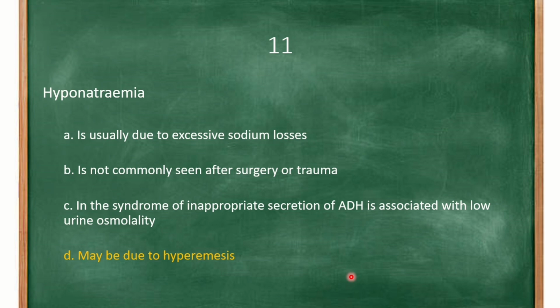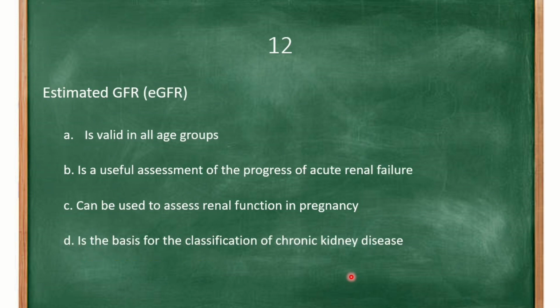Okay, then D, may be due to hyperemesis. Option D is correct, because when there is hyperemesis, you would lose a significant amount of sodium and fluid, which compounds to dehydration and electrolyte imbalance. Okay, so that's about that. That's question 11. That's the answer. Let's move forward.